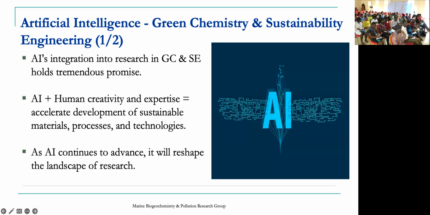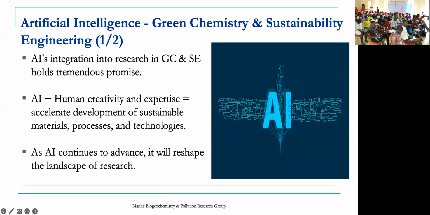AI has the potential to revolutionize research in green chemistry and sustainable engineering, offering innovative tools and methodologies that can accelerate progress towards a more sustainable and environmentally conscious future. So I'm thinking that by leveraging AI's capabilities, researchers can gain deeper insights, optimize processes, and design more eco-friendly materials and technologies. Believe me, AI, like I said, has come to stay and will influence all that we do, including our research and product development.